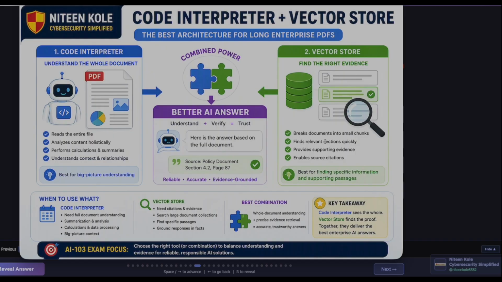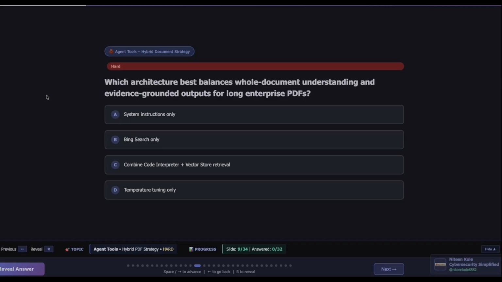Now, why is this relevant in an AI exam? This is actually a real enterprise problem. Companies have insurance policies, legal contracts, audit reports, HR manuals, compliance documents. Users don't just want answers, they want correct answers, source references, supporting evidence, trustworthy results. That's why Microsoft tests these concepts. Now let's go back to our question: which architecture best balances whole document understanding and evidence grounded output for long enterprise PDFs? Options are below. Now let's eliminate the wrong answers.